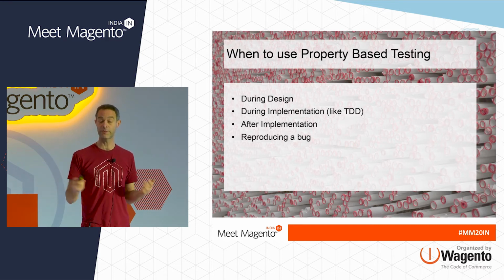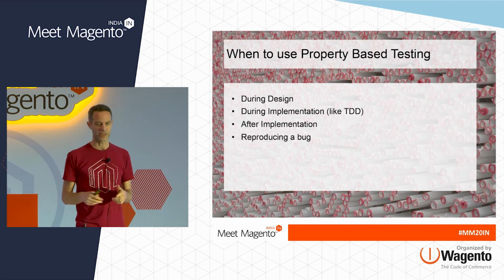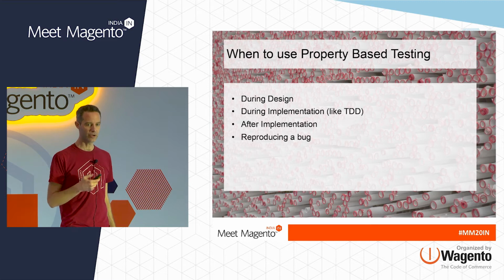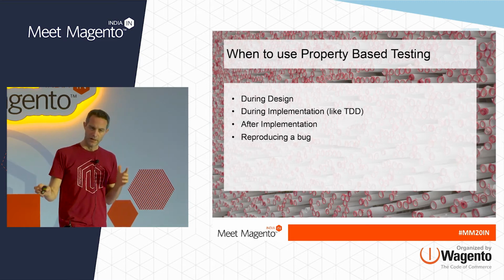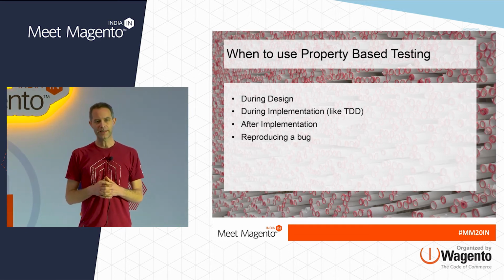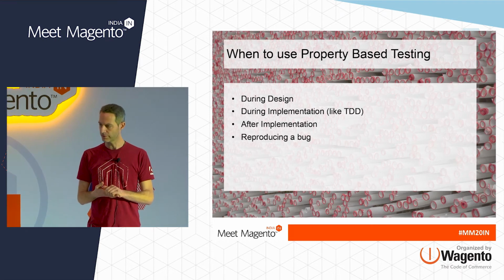So I can use property-based testing during design. I can also use property-based testing during the implementation, kind of like TDD. I can also use property-based tests after implementation. Almost all the authorities that I know agree that writing tests after the implementation is usually not very useful.